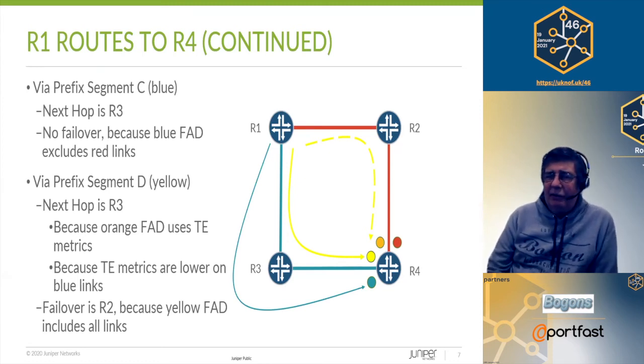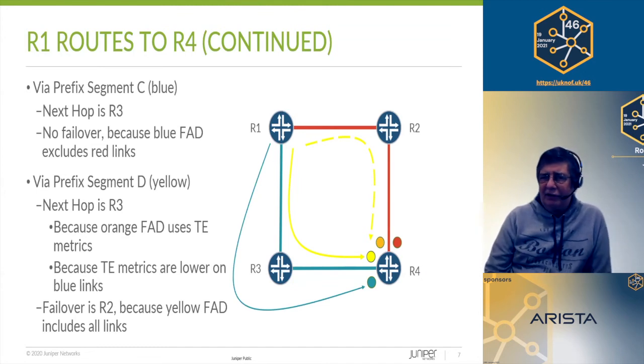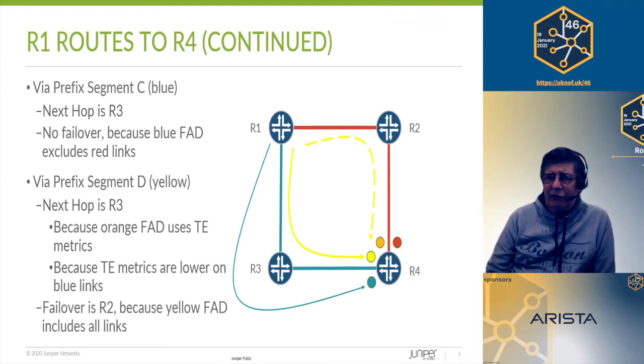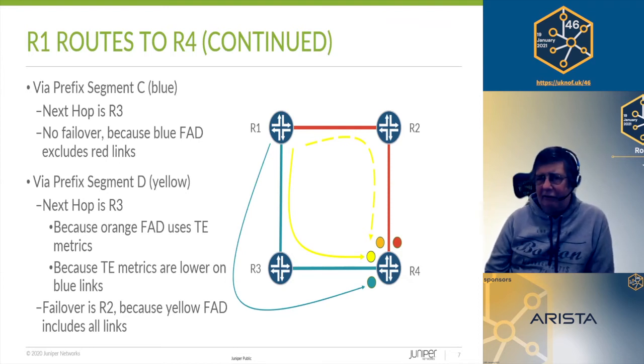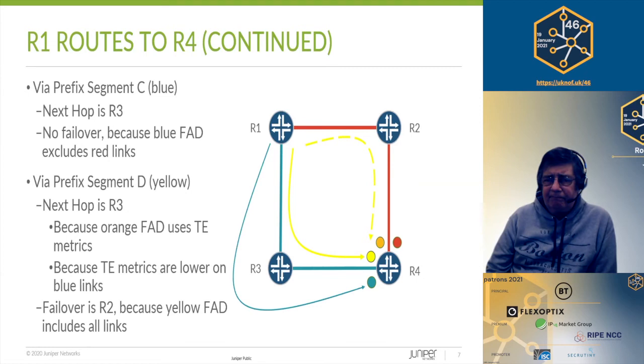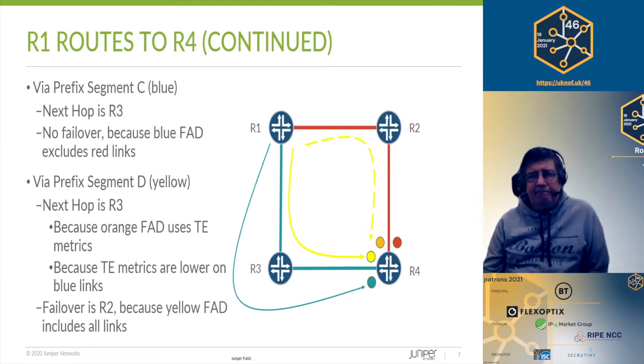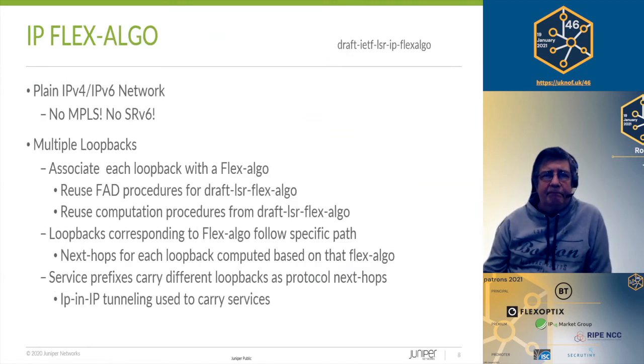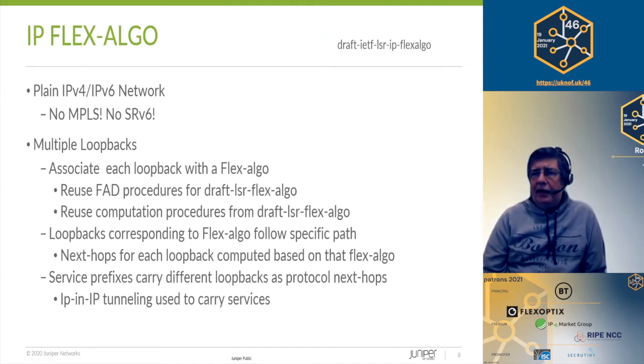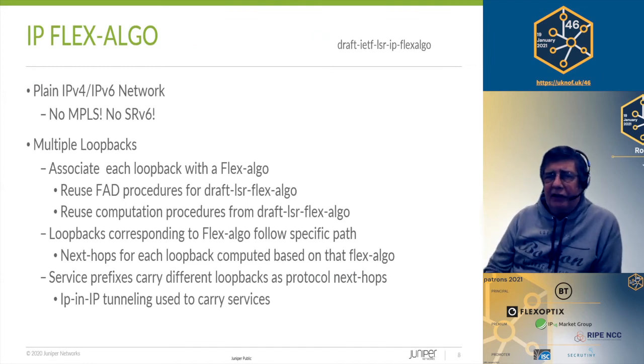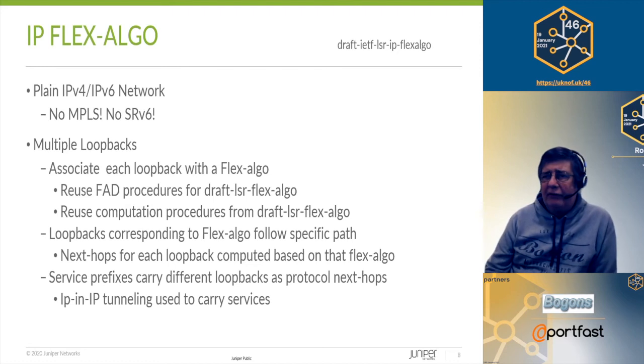So basically, what we have here is a simple example of how you can use Ipflexalgo to keep traffic in one plane or another and let it fail over as you want according to your policy. So if you want to know more about Ipflexalgo, take a look at the internet draft that we talk about in the upper right hand of this slide.